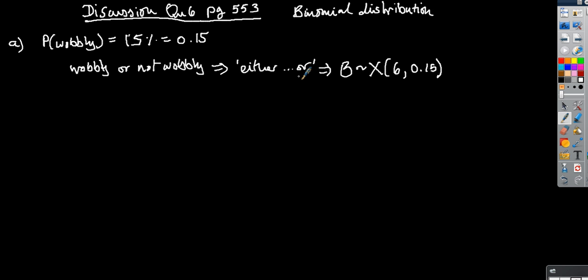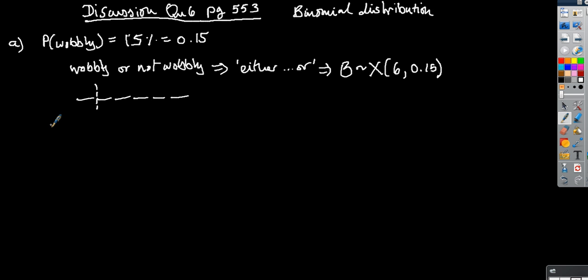If you see something like this, where there's either one choice or the other, and they're mutually complementary and exclusive, then this is a good sign that you're looking at a binomial distribution. In this case, we have 6 desks in a row, and we're looking at the probability of more than one of them being wobbly. So maybe 2 or 3 or 4 or 5, or possibly all 6, in any order, of course. Okay, so a typical binomial situation.